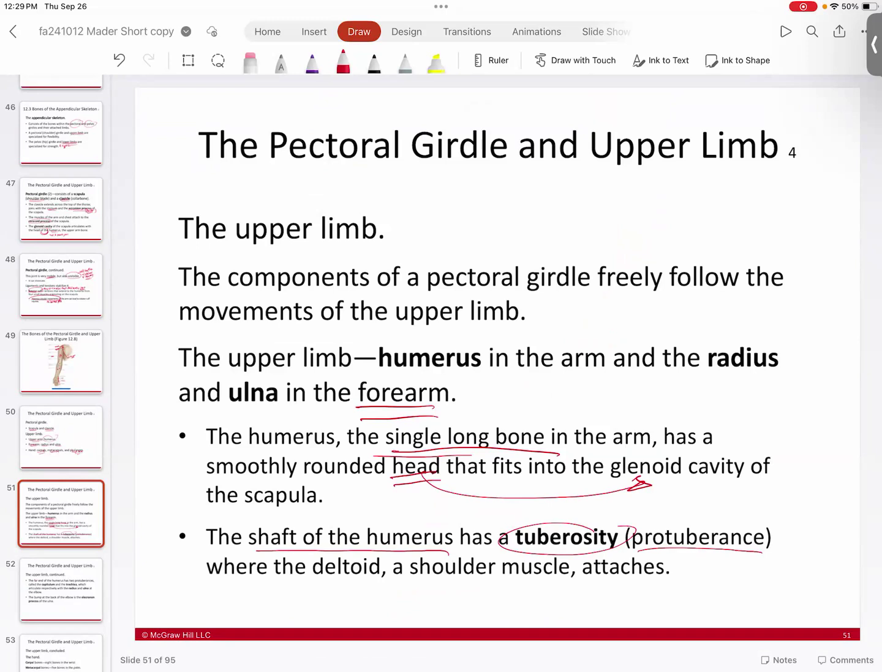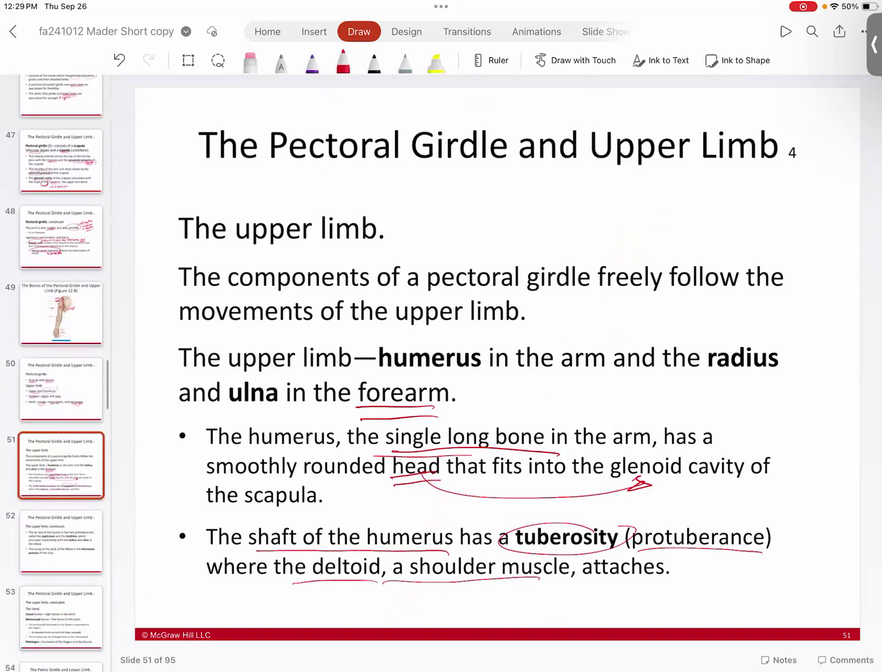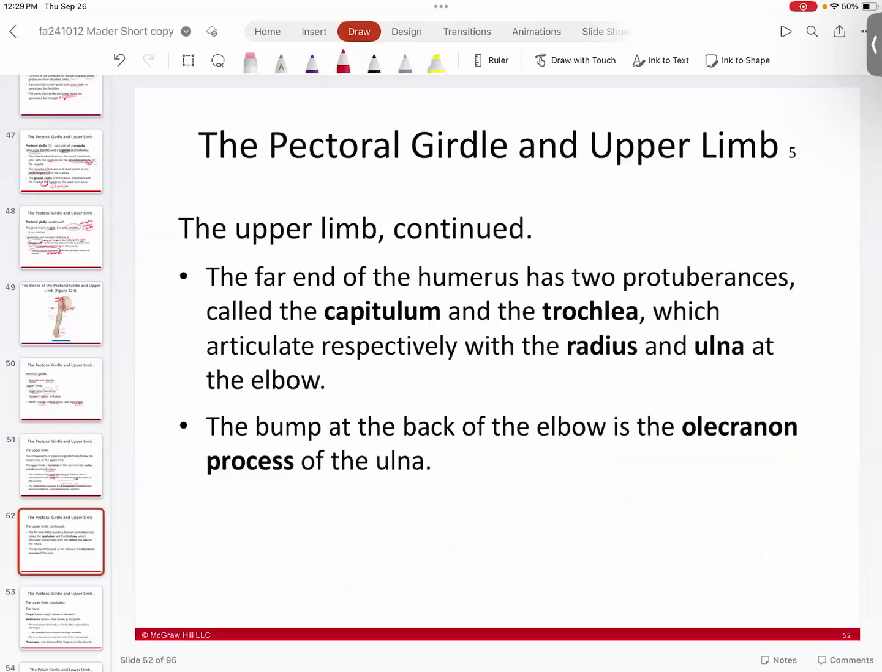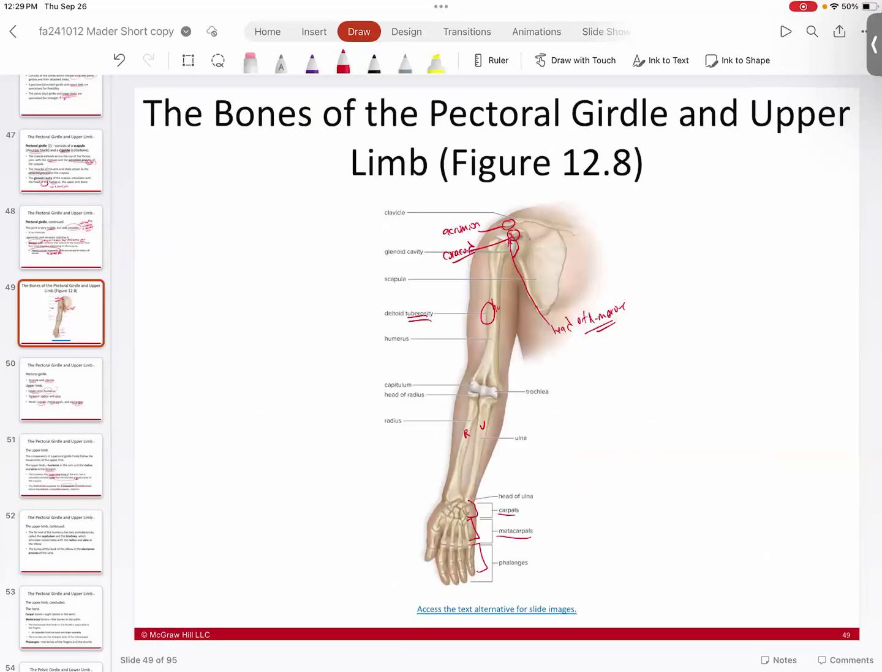And this is where your deltoid, or your shoulder muscle, attaches. This is the one that you get shots in when you get vaccinations. So if you take a look at your muscles, your deltoid basically would start up here, and then it'd basically attach right about there. So this would be your deltoid, your shoulder muscle.